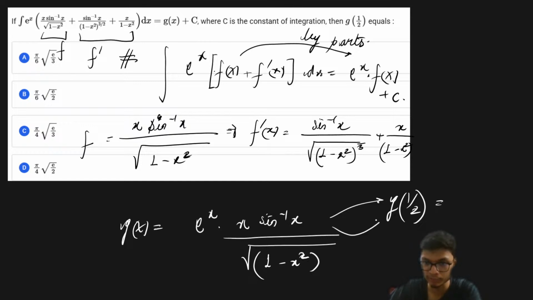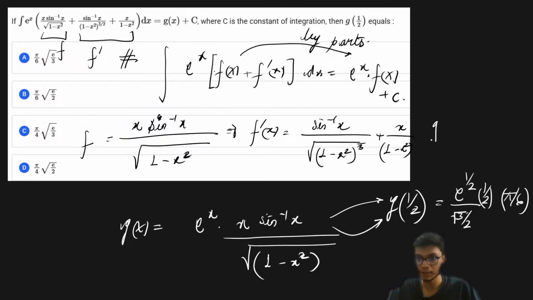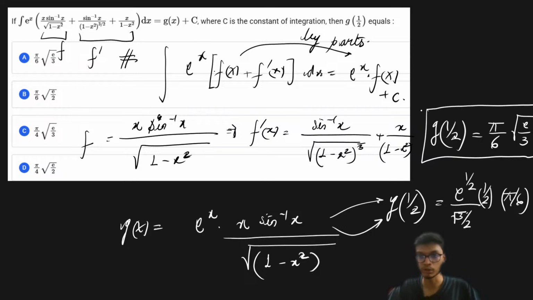If we substitute that in g of half, your value is going to come out as e to the power 1 by 2 divided by, sorry, it's going to be 1 by 2, right? So that is going to be root 3 by 2, and then we have sine inverse of 1 by 2, which is basically equal to pi by 6. This is going to be the expression, and if you solve this, your g of 1 by 2 is going to be equal to pi by 6 into square root of e by 3. That is going to be the solution for this particular problem.